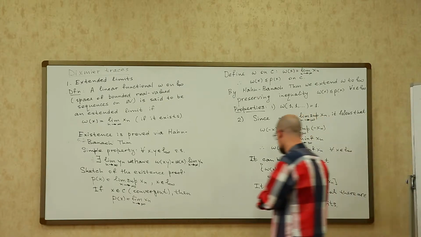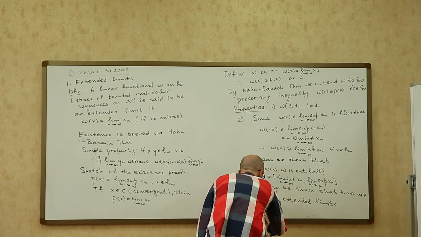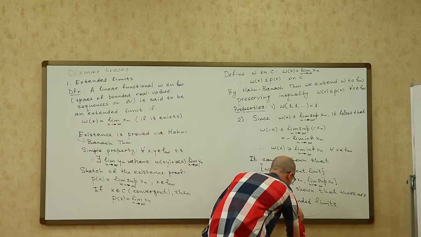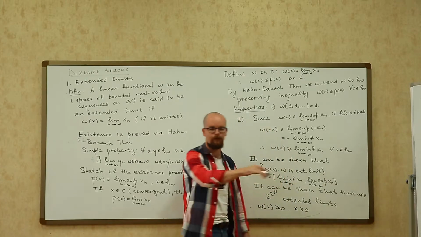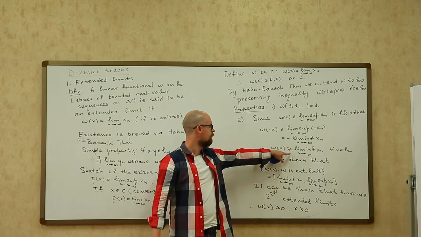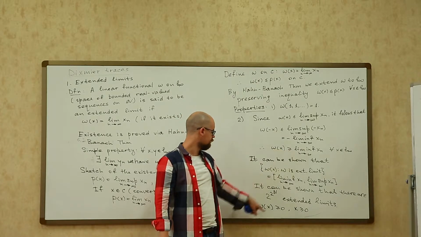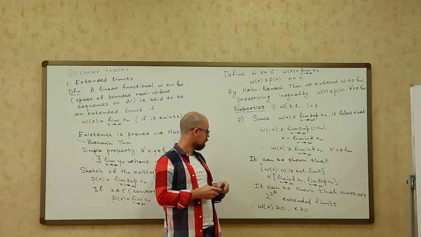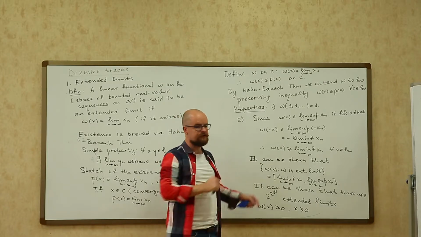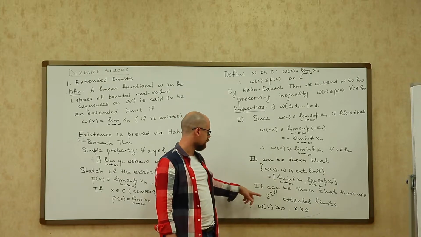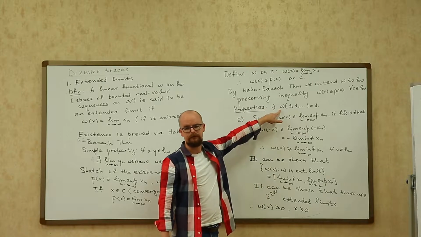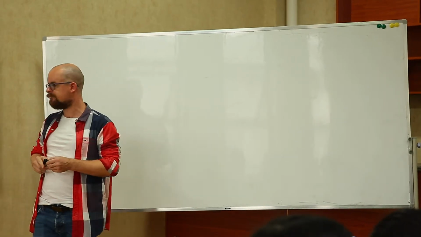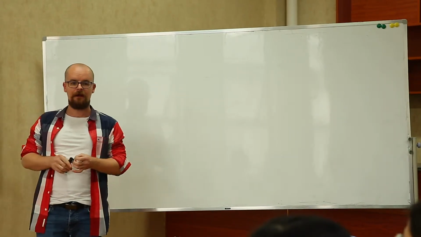Also from this inequality we obtain that every extended limit is a positive function. So if x is positive, every coordinate is greater than or equal to 0, and directly from here we get that the values of omega are also non-negative. So from this definition it follows that every extended limit is a positive and normalized functional. So we have discussed some simple properties of extended limits.